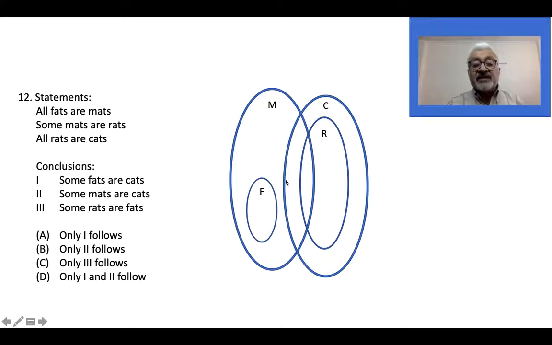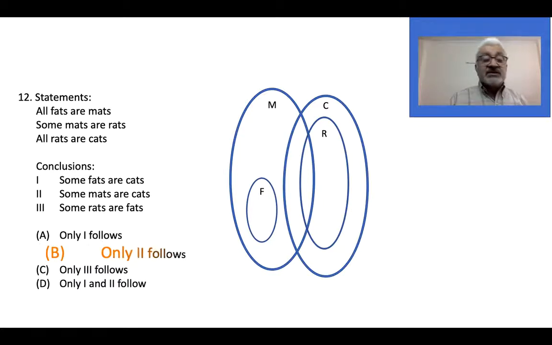Okay. Then we have some rats are fats. Rats are not intersecting with fats here. Therefore, we cannot confirm this. But the second one can be confirmed. All right. To show this, we could also have four categories, all of the same size: fats, mats, rats, and cats, and they would still be true. So, what is certainly true here? Only the second statement. Some mats are cats.